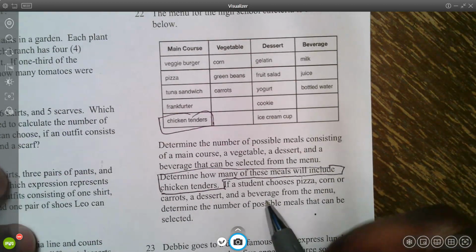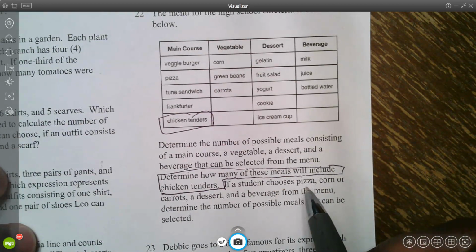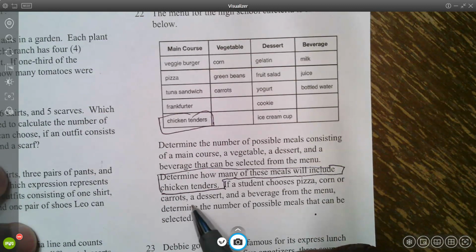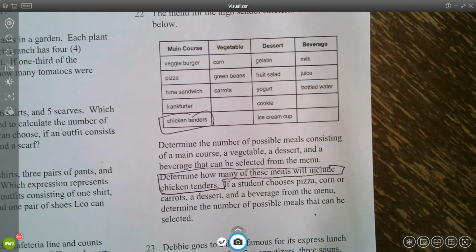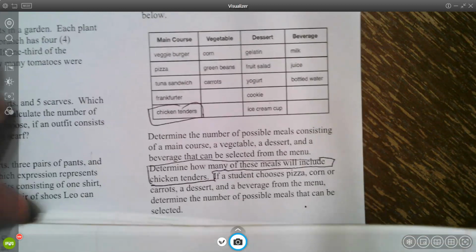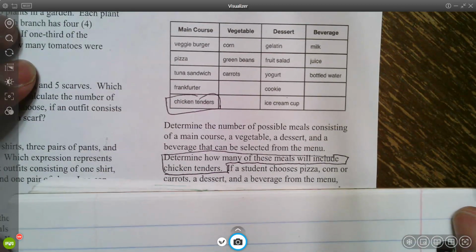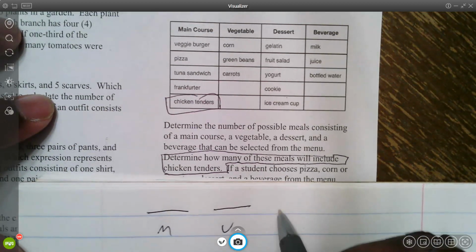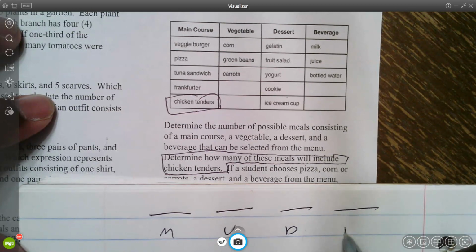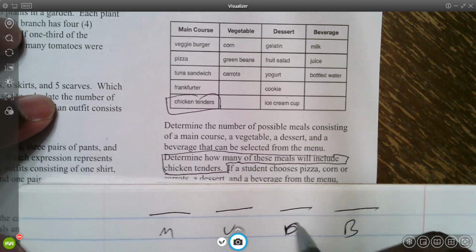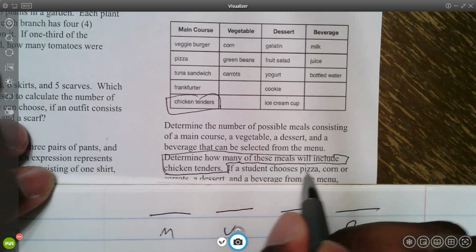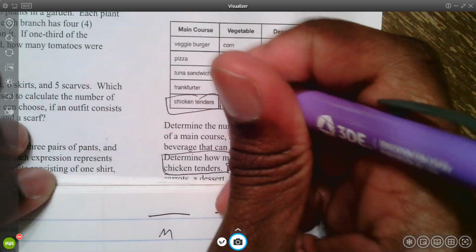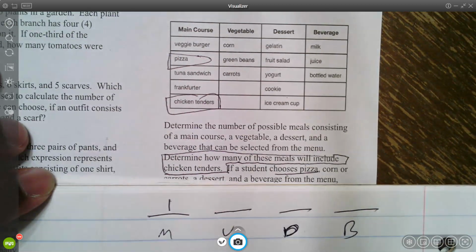The next question says, if a student chooses pizza, corn or carrots, a dessert, and a beverage from the menu, determine the possible combinations. So in that case, the student is not going to choose all the options. So far I got blank 1 for my main, another blank for my veggies, a blank for my dessert, and a blank for my beverage. For my main, he said he has to choose pizza. So I only have 1 choice there. It has to be pizza.